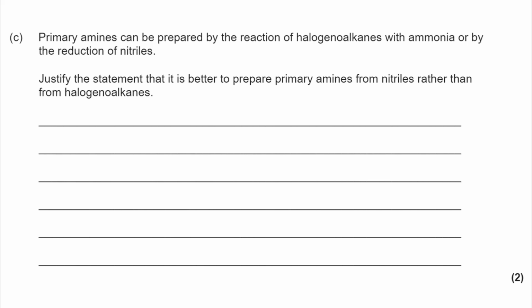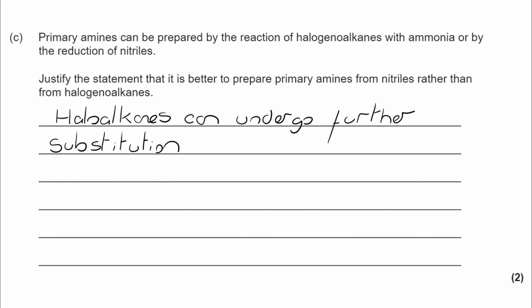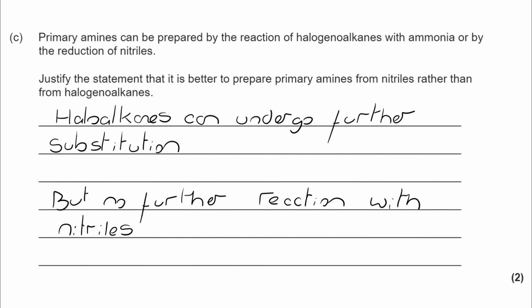Primary amines can be prepared by the reaction of haloalkanes with ammonia or by the reduction of nitriles, and you've learnt about both of them. But you have to justify the statement that it's better to prepare primary amines from nitriles. So here's a comparison. What you need to be aware of with haloalkanes, we've done this with nucleophilic substitution in different parts of the course, is that it can undergo further substitution, whereas there is no further reaction with nitriles.